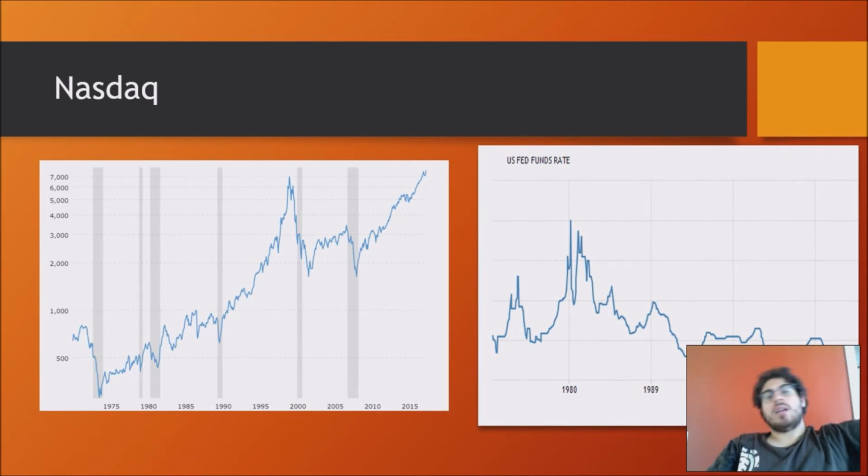I'm using the Nasdaq just because I didn't find a really good chart of the S&P 500 to compare with the federal funds rate. But today, the S&P 500 is the benchmark of our economy. So in the Nasdaq graph, you see some gray bars. Those represent a recession and correction in our economy. So from 1975 all the way to today. Today we are at an all-time high.